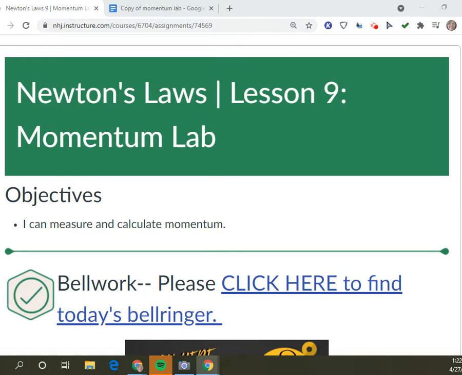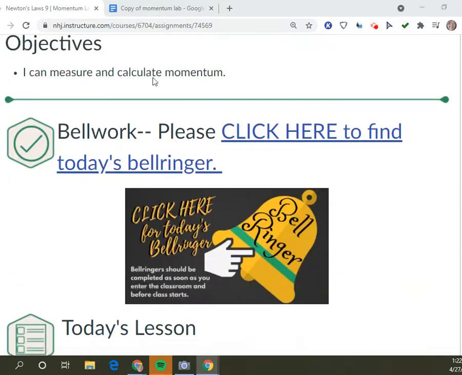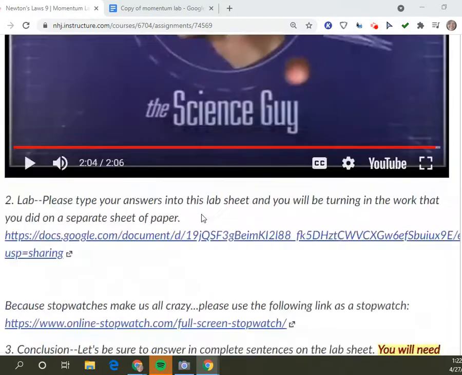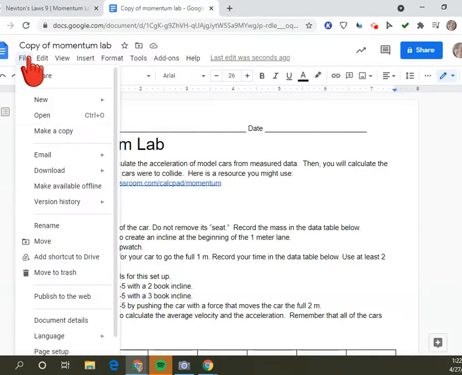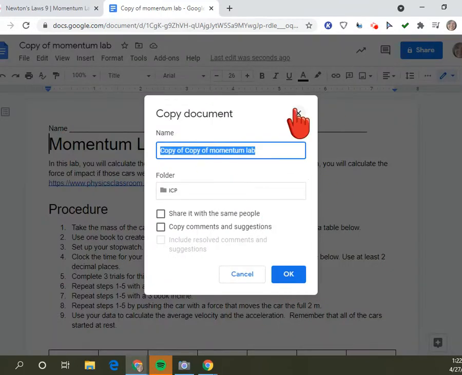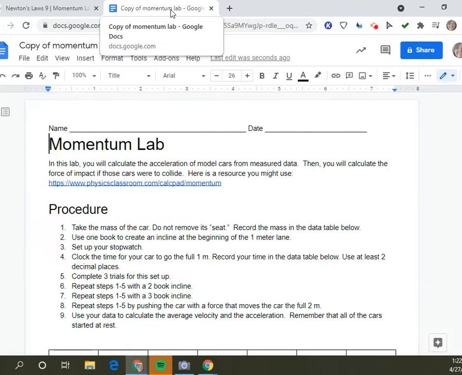If you would go ahead and make the copy, find it in the lesson, we're going to scroll down. We already watched the clip. Make a copy of this Google Doc, and we'll be submitting that as a PDF when we're finished today. In this Google Doc, you're going to go File, Make a copy, put your name on it, and hit OK. I'll give you a couple of seconds to do that.